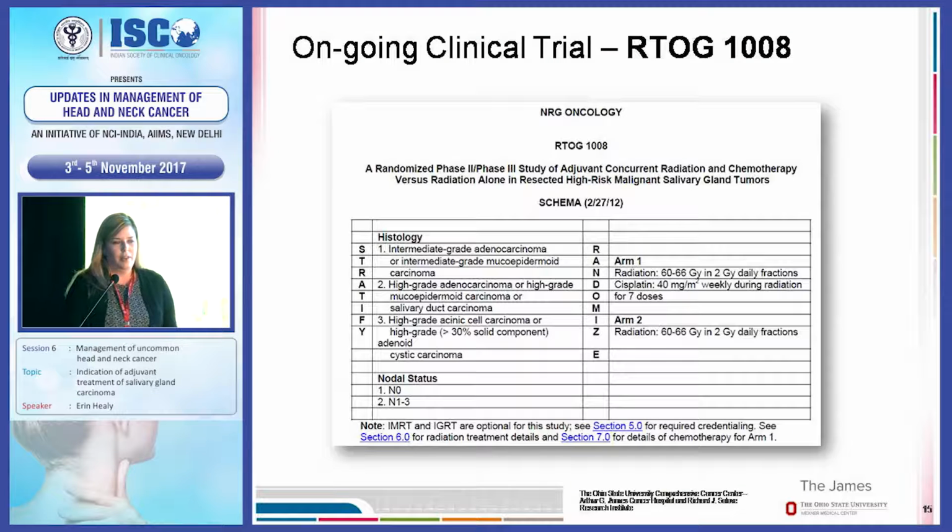What we have going on in the United States right now is a clinical trial with RTOG, it's 1008, looking at resected high-risk malignant salivary glands, adjuvant concurrent radiation chemotherapy versus radiation alone. As you can see here, it's intermediate grade, high grade salivary gland tumors. They're randomized to radiation plus cisplatin versus radiation alone. So for our patients that are coming in that fit this criteria, this is what we are enrolling on.